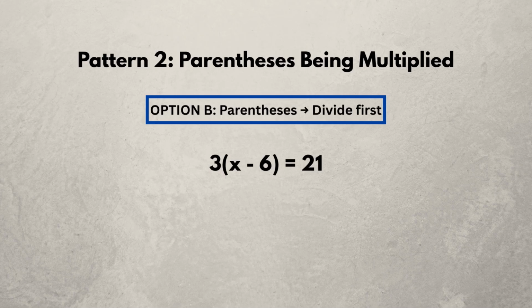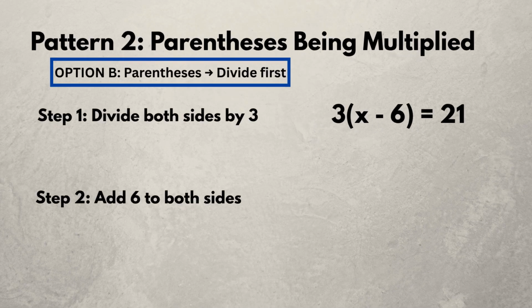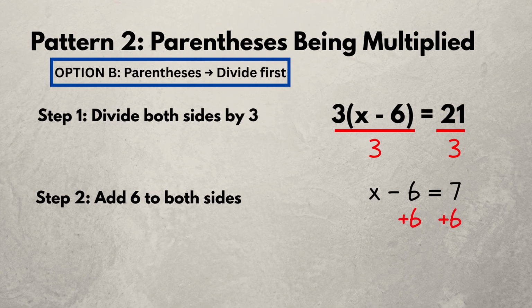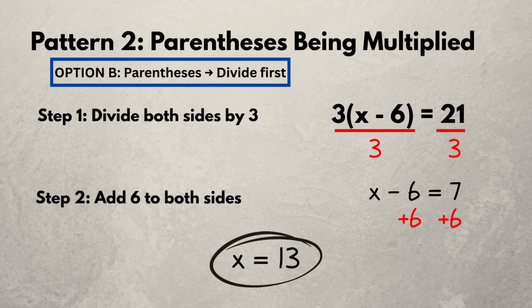Option B, the faster move, is to divide first. Since 3 is multiplying the set of parentheses, divide both sides by 3 right away. That gives you x minus 6 equals 7. Add 6 and x equals 13.